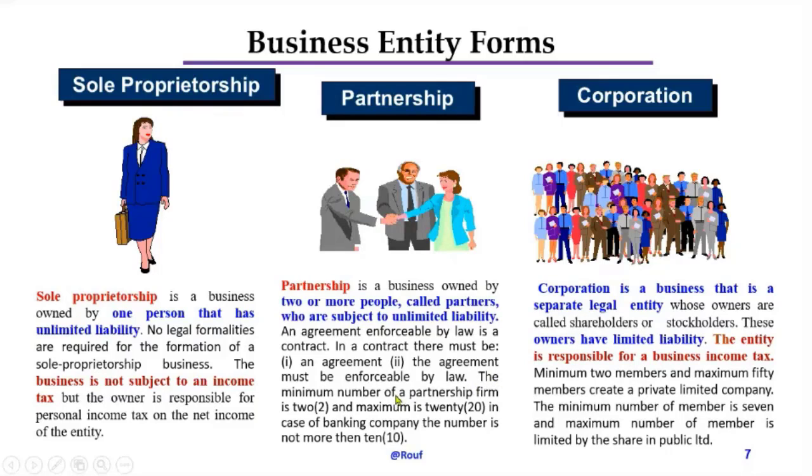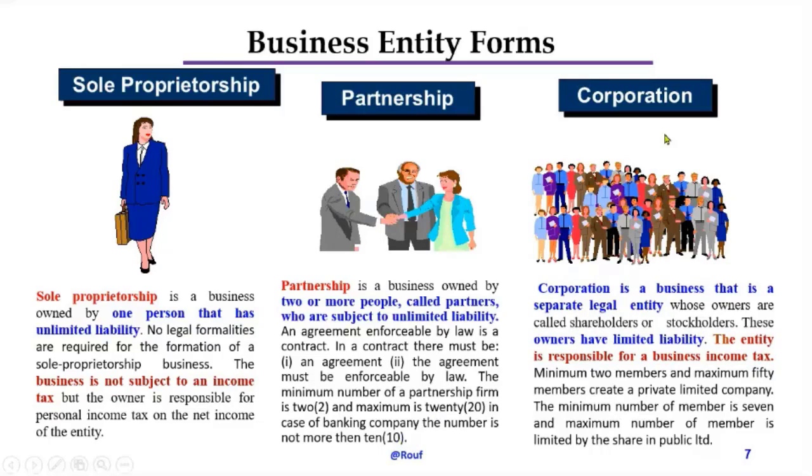The minimum number of partnership firm members is two and maximum number of partnership firm members is 20. In case of banking company, the number of members is not more than 10. That is called 10 number of members in banking companies.